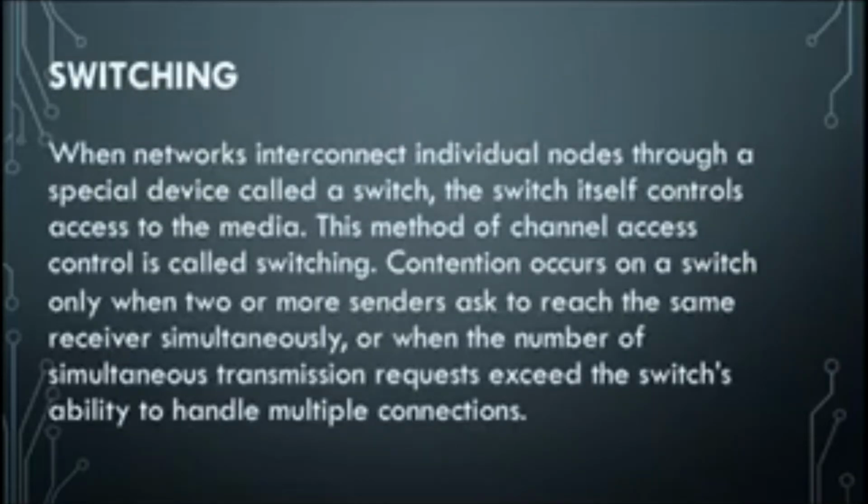Switching. When a network interconnects individual nodes through a special device called a switch, the switch itself controls access to the media. This method of channel access control is called switching. Contention occurs on a switch only when two or more senders ask to reach the same receiver simultaneously, or when the number of simultaneous transmission requests exceeds the switch's ability to handle multiple connections.